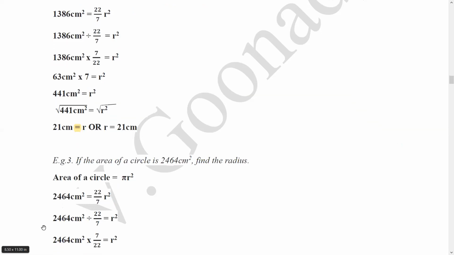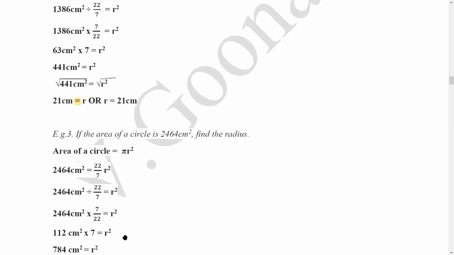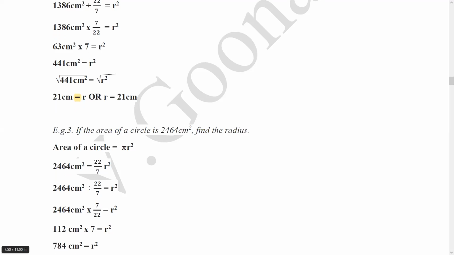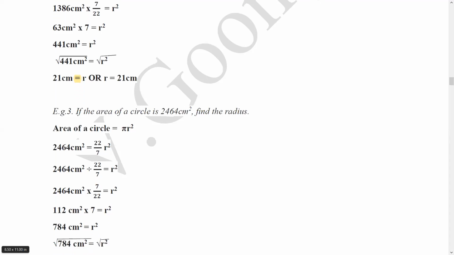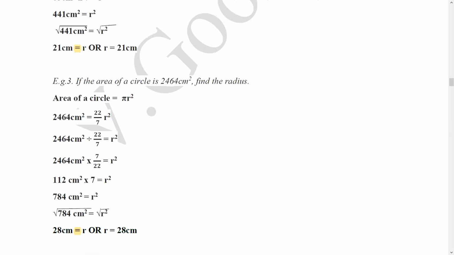right? So this will work out to be, well, 22 into 2464 is 112 centimeters squared. Of course, multiplied by the 7, which remains on the top, is equal to r squared. Of course, you could have done it differently, right? So this side worked out to be 784 centimeters squared is equal to r squared. And the question asks us to find the radius. So we want to find r, not r squared. So we want to get rid of the square, so we have to find the square root. What you do on one side, you have to do on the other side. So we find the square root, we get 28 is equal to r, or r is equal to 28 centimeters. Any questions?